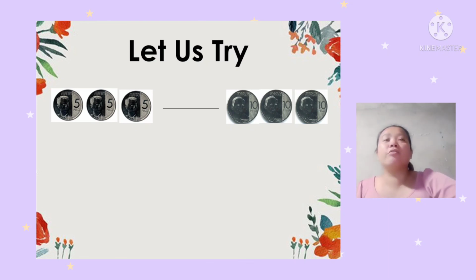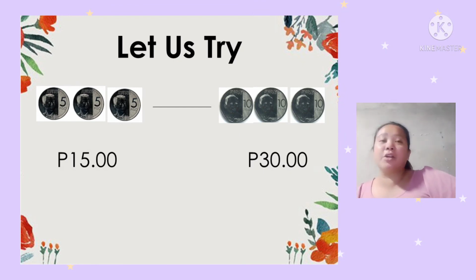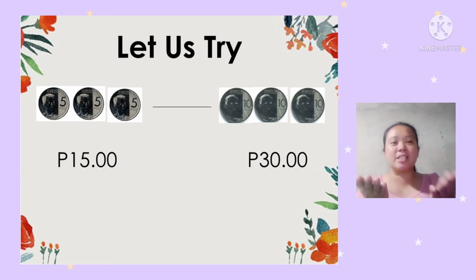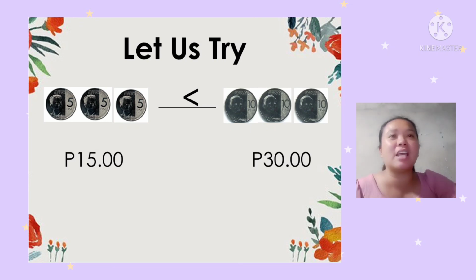Okay, there. So, 5 pesos plus 5 pesos plus 5 pesos. And we have here 10 pesos, 10 pesos, and 10 pesos. So, 3 5-peso coins, how much? 5 plus 5 plus 5, how much? That's right, it is 15 pesos. What about 10 plus 10 plus 10, how much? That's right, it is 30 pesos. So, we have here 15 pesos and 30 pesos. What symbol are you going to show? Ready? Show your symbol. Correct. The symbol eats the 30 pesos. Okay? Eat the 30 pesos.